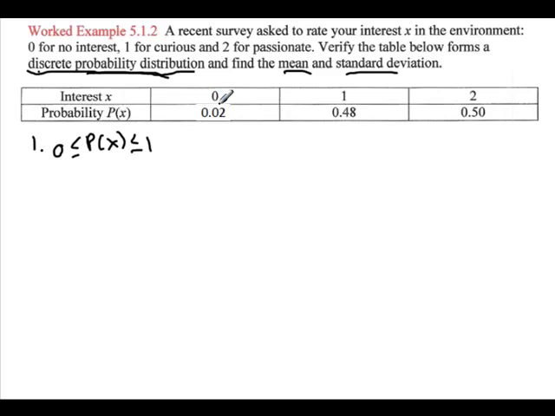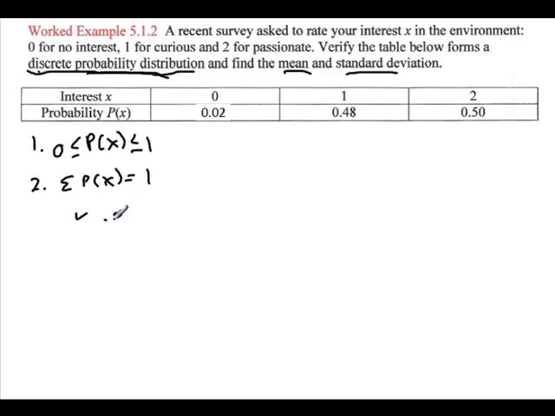The probability of 0 is 0.02. Probability of 1 is 0.48. The probability of 2 is 0.50. So every one of the outcomes has a percent, essentially, between 0 and 100%. Secondly, if we add up all the probabilities, they should be equal to 1, as in 100%. And this is true also. We can verify this by just taking all the probabilities and totaling them.